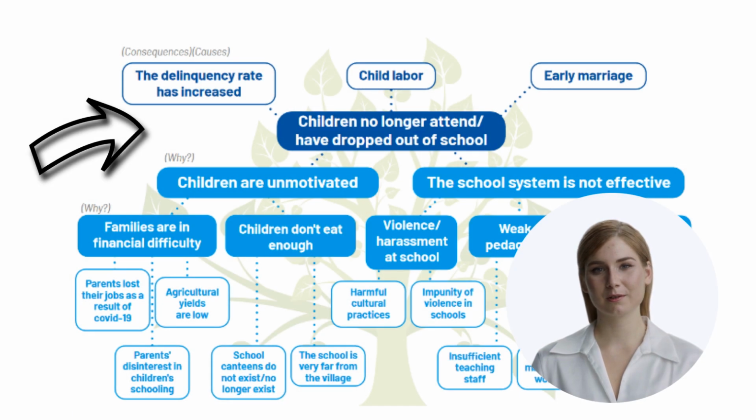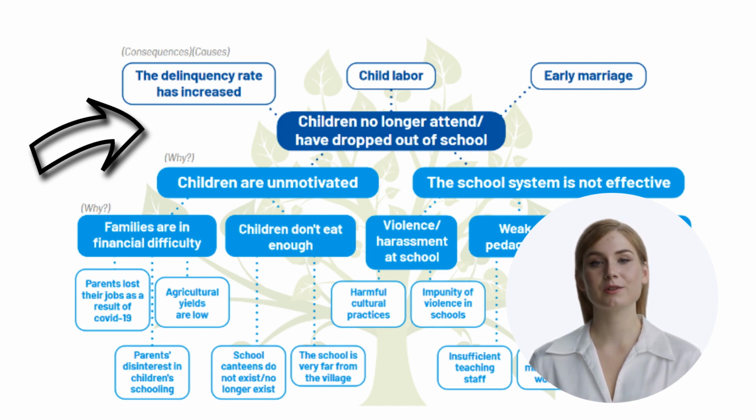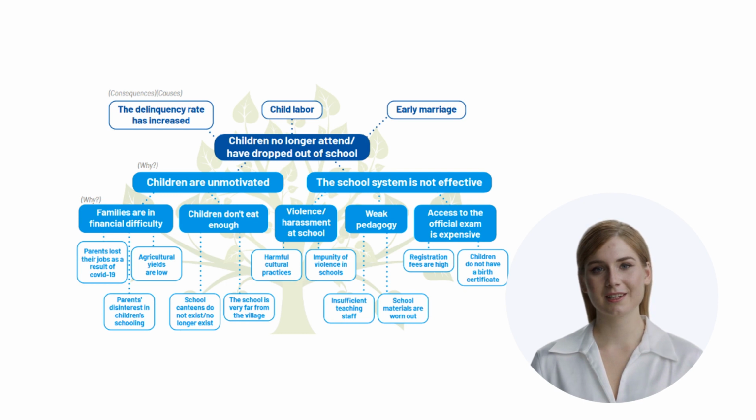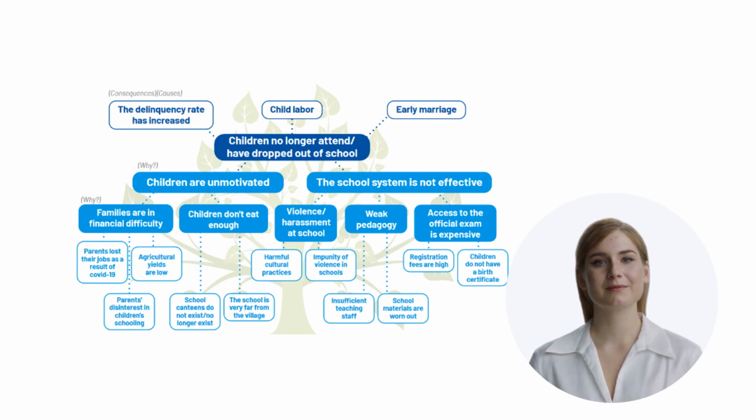Returning to the core issue, we now look at the consequences of not addressing this situation and identify, if children no longer attend school, the delinquency rate will continue to rise, as will child labor and early marriage. By bringing together all the causes and consequences, we build a problem tree which we will continue to use later in the construction of an advocacy process.